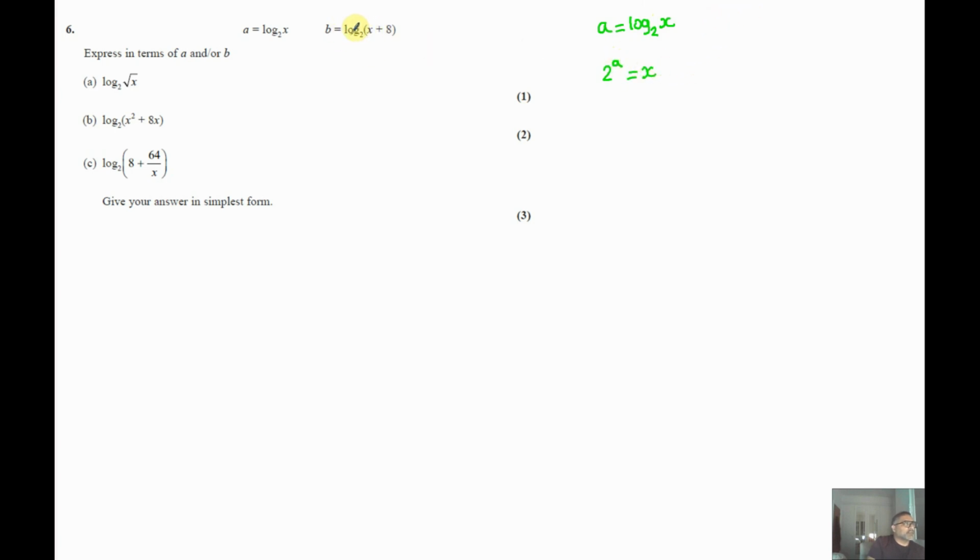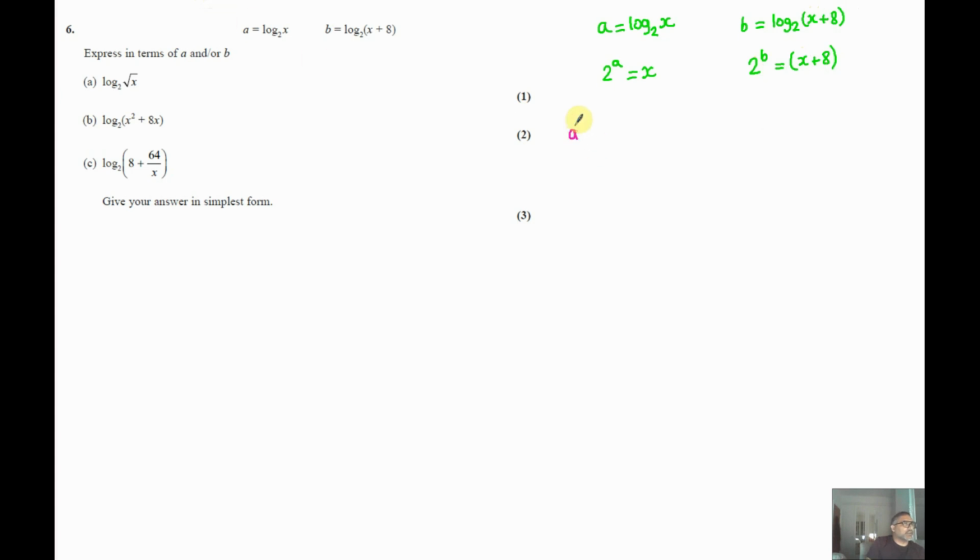And the second one tells us, log to base 2, so b is the number that 2 must be raised to give us x plus 8. So therefore 2 to the power of b is x plus 8. So using those facts, we can now answer these questions.